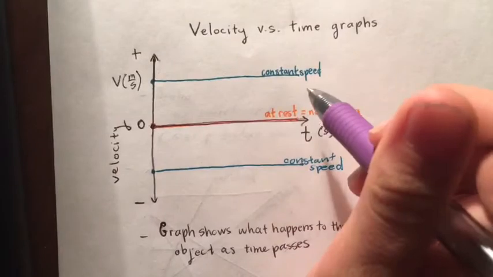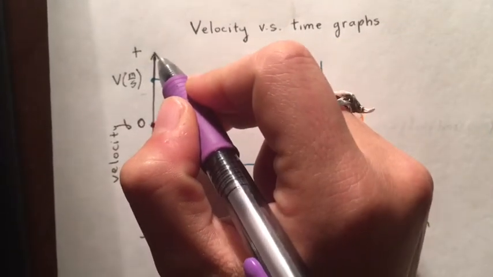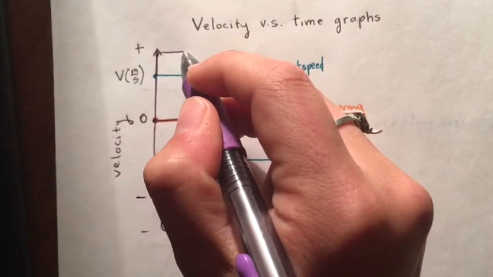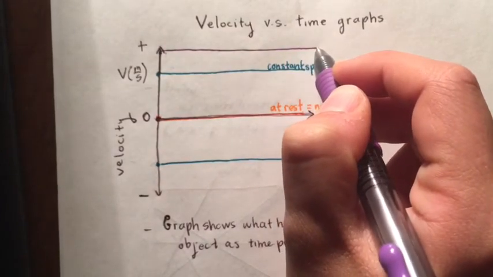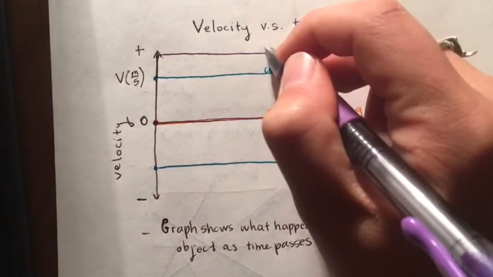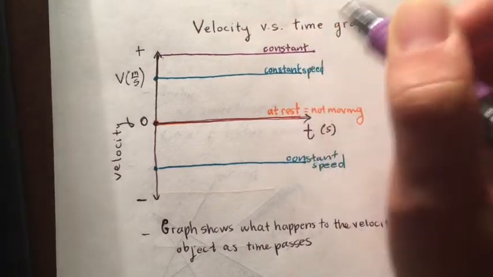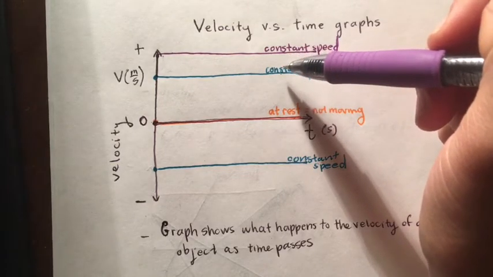And as time is passing, the speed doesn't change. They're still moving at a constant speed. They start out faster, but they maintain that fast pace and that direction, which means that they have a constant velocity and again a flat horizontal line. So the difference between this line and this line is the magnitude of the speed.